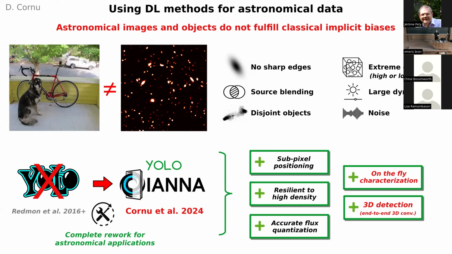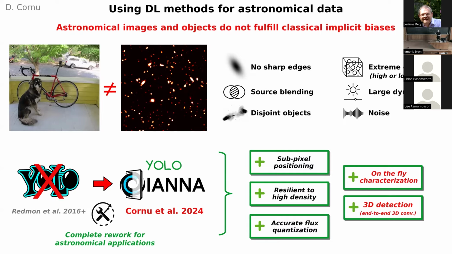In contrast, in astrophysics, typically we have no sharp edges for objects. It means that the bounding box definition is quite shallow already. We can have source blending, so when two objects are close to each other, they accumulate their signals, they will not obscure each other. We can have disjoint objects on large scale. We can have extreme density, and the default YOLO approach is known to be not very performant in a high density context. We have huge dynamic range, and we can work in high noise context.